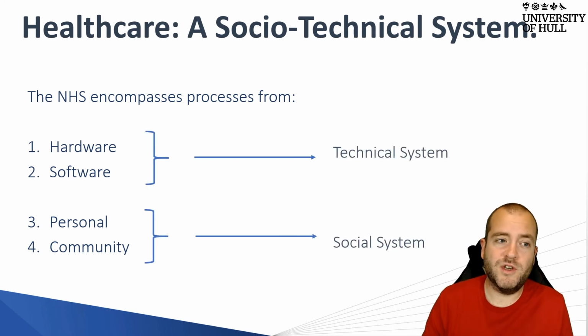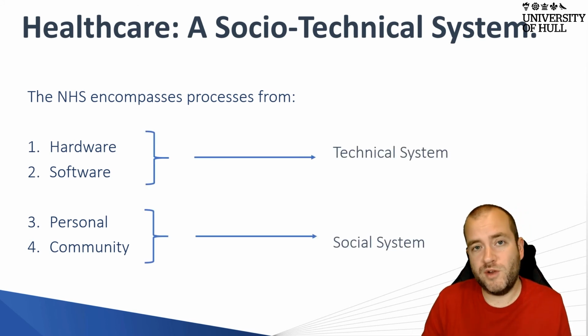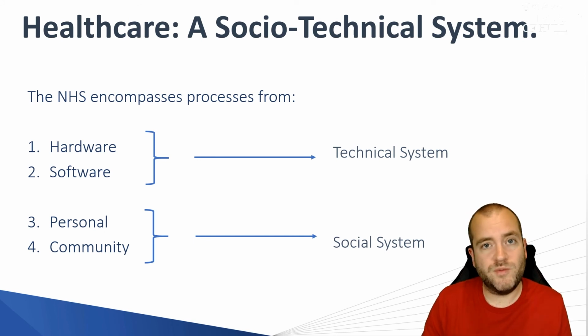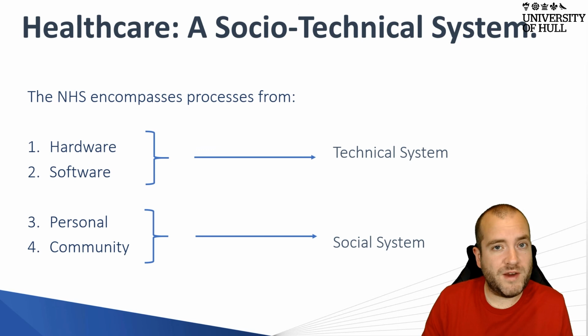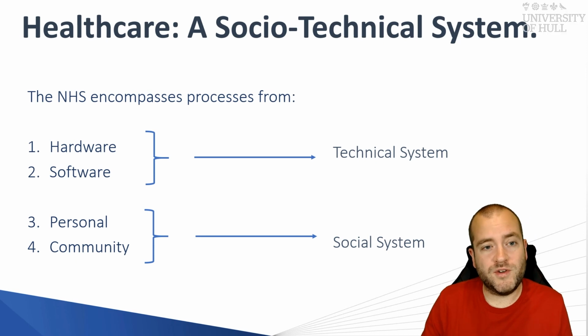Each of these, especially the hardware and the software, we can relate to the technical systems, and the personal and community aspects we can relate to the social systems. In thinking about the NHS, it uses aspects of both to varying degrees depending on what's happening at that particular time, procedure or patient encounter. But it is definitely using aspects of both the technical and the social system.